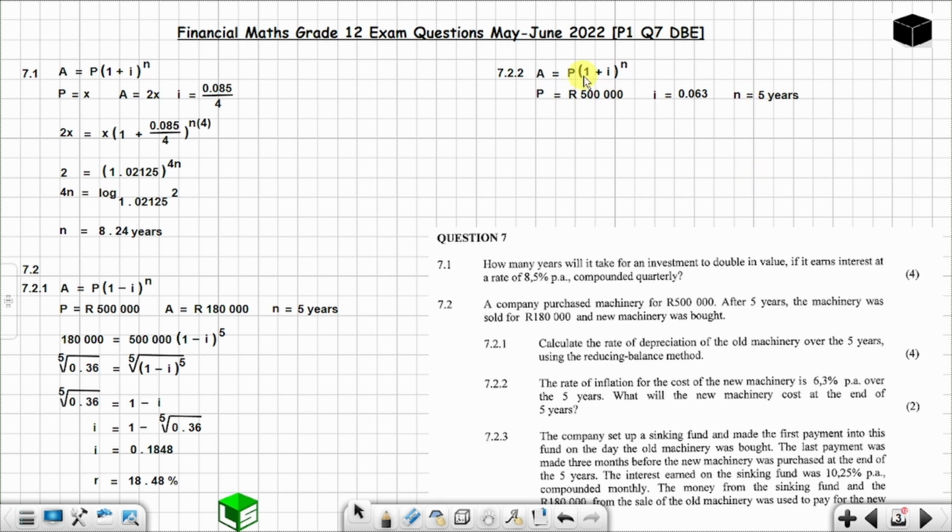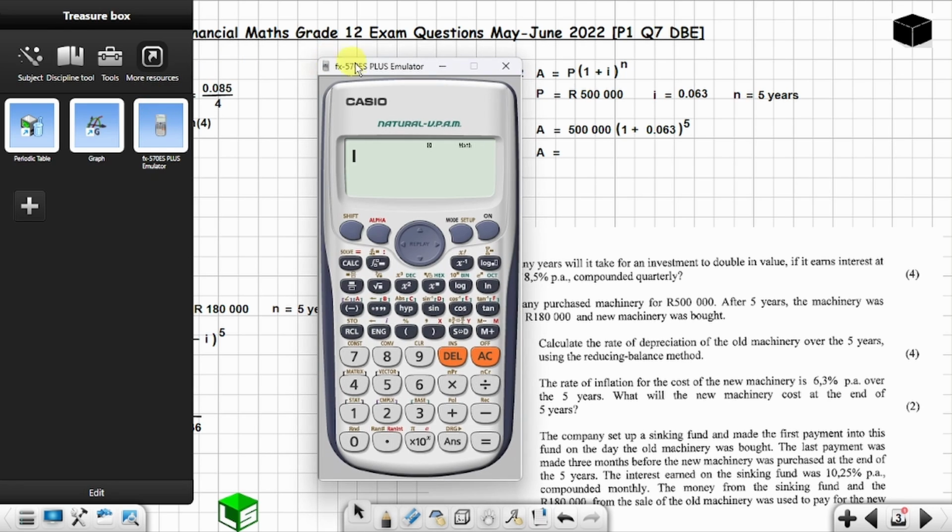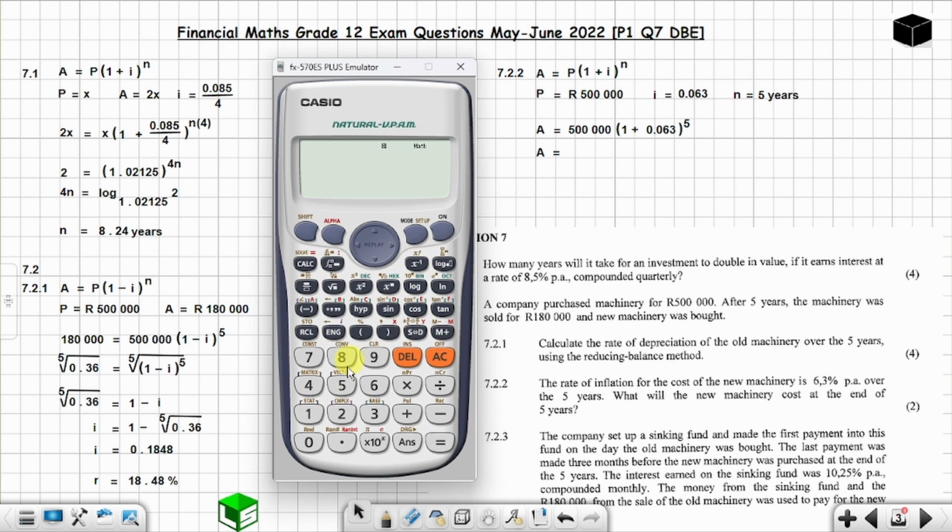Let's plug everything into the formula. So you are going to have A is equal to 500,000, in brackets 1 plus i, where i is 0.063, close your bracket to the power of n, where n is equal to 5. So A is equal to, let's see. Let's use our calculator. I'm going to use my emulator. So I have this.